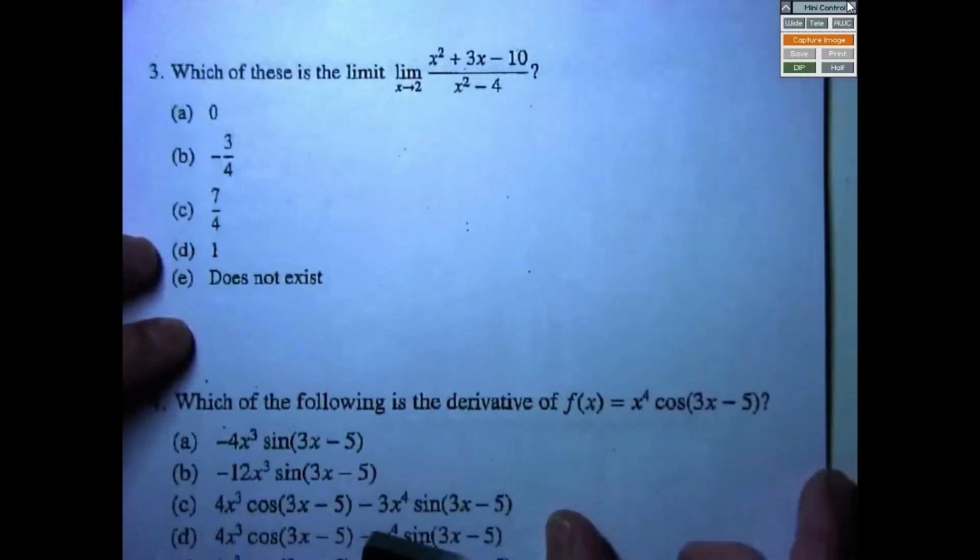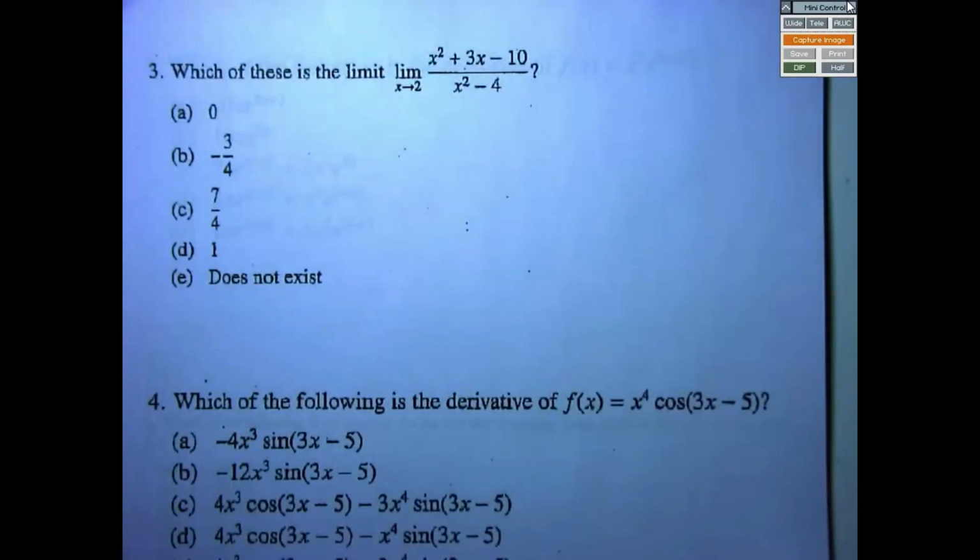All right, problem number 3. Which of these is the limit as x approaches 2 of x squared plus 3x minus 10 over x squared minus 4? Remember, anytime we approach a limit problem, the first thing we always try to do is just plug that limit in, just to see what we're dealing with.